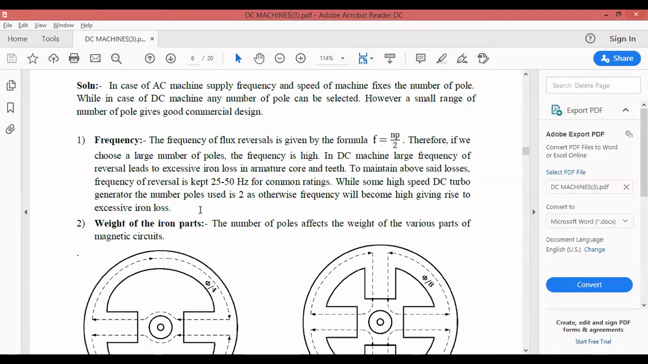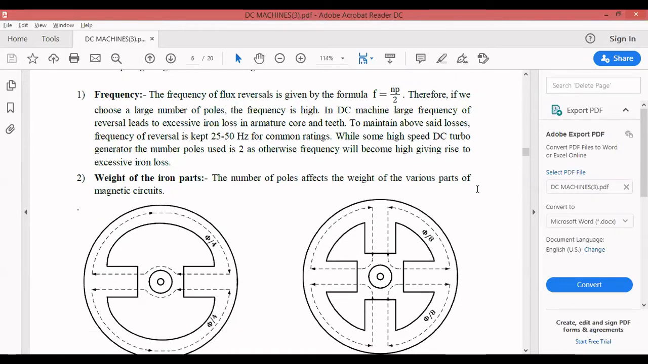If you go for a higher number of poles, the frequency will become more, and in turn the iron loss, eddy current loss and hysteresis loss combined will become more. So we can sum up: try to keep the frequency for a DC machine within the range of 25 to 50 hertz, so that based on this range you can select the number of poles. If you go for more poles, the frequency of flux reversal will be more, and it will account for more iron losses. That is regarding frequency.